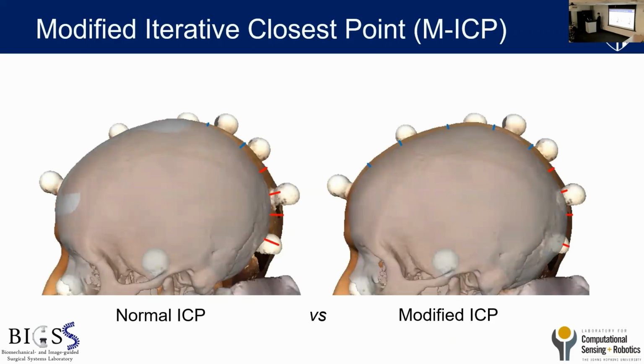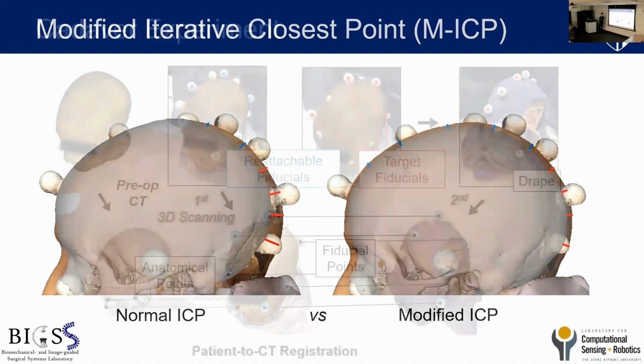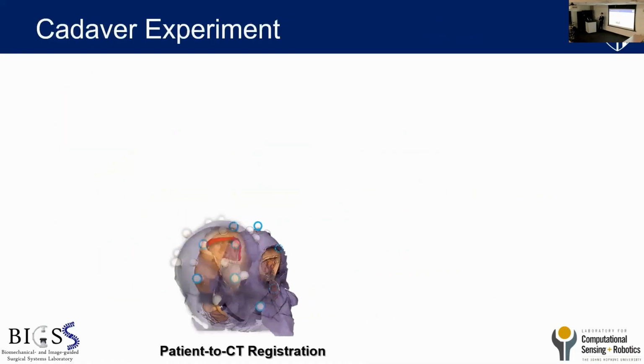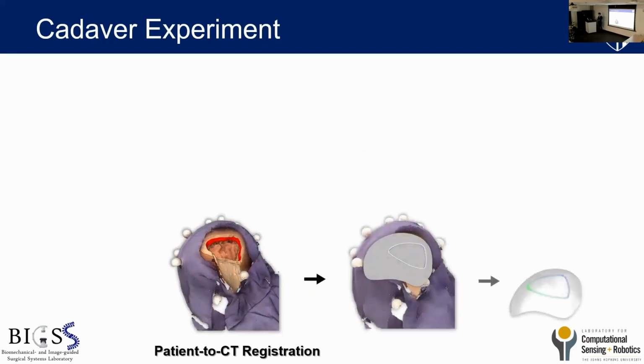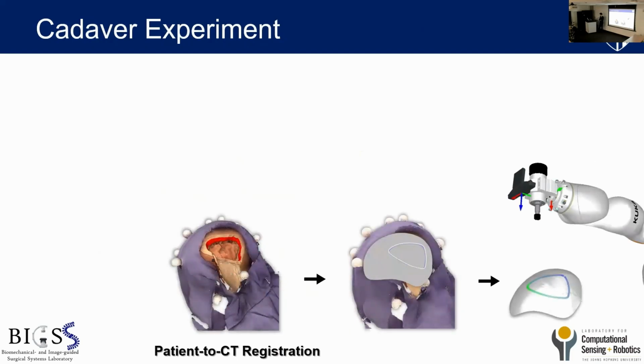To address these issues, I came up with a modified ICP by first scaling the 3D scan head model to the size of the CT model. And then I run the ICP to register them. And then I scale the head model back to its original size with respect to their geometric centers. And once I complete the registration, I can generate a cutting toolpath on the oversized implant and send it to the robot to resize the implant.